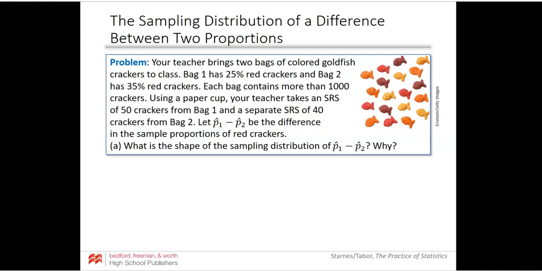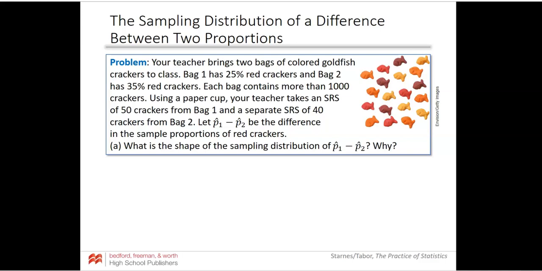Okay, so this one is the sampling distribution of a difference between two proportions. A teacher brings in 2 bags of colored Goldfish crackers to class. Bag 1 has 25% red crackers. Bag 2 has 35% red crackers. So 2 different proportions here. Each bag contains more than 1,000 crackers. Using a paper cup, your teacher takes an SRS of 50 crackers from bag 1 and a different SRS of 40 crackers from bag 2. Let p hat 1 minus p hat 2 be the difference in the sample proportions.